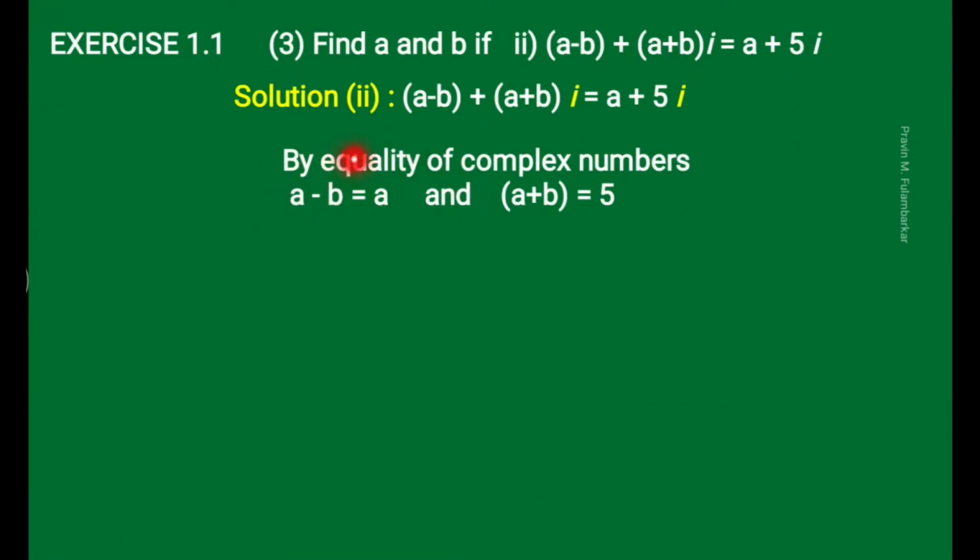So from this first equation, this a gets cancelled, or you can transfer this minus b to the right hand side, so we get a minus a, so b equals 0. So substitute the value of b equals 0 in the second equation, a plus b equals 5, so b is 0, so we get a plus 0, that means a equals 5. So a plus b equals 5 gives a plus 0 equals 5 after substituting b equals 0, so a equals 5.